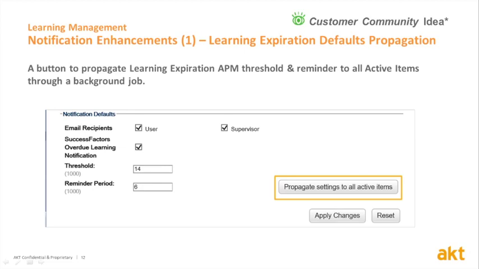The first is an enhancement to the learning expiration notification, which is an implementation of a customer community idea. Learning expiration is the notification which is sent a specific amount of days before the required date to the learner, or to his supervisor, and then the periodic reminders until completion. A button has been added to propagate the threshold and the reminder period for sending notification to all existing active items. Previously, you had no way of doing this, so changing the configuration would only apply for new items.